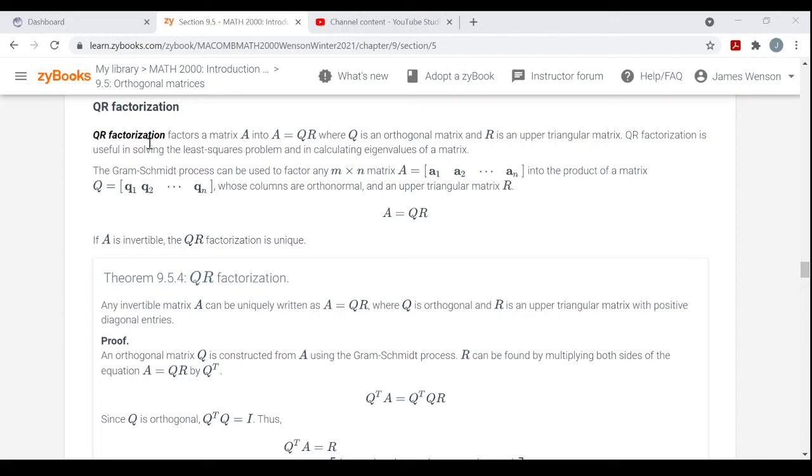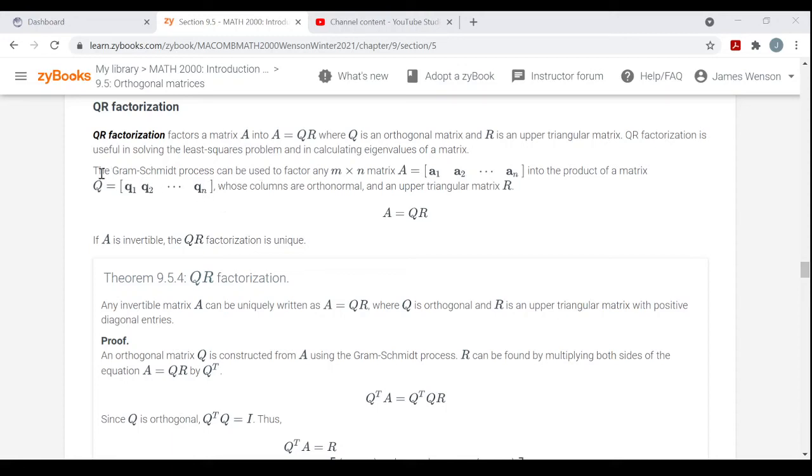So QR factorization factors really any matrix A into A equals Q times R, where Q is an orthogonal matrix. So Q will be square, Q will be m by m, and then R will be an upper triangular matrix. QR factorization is useful in solving the least squares problem and in calculating eigenvalues. And we're not going to really get into that, but they are useful.